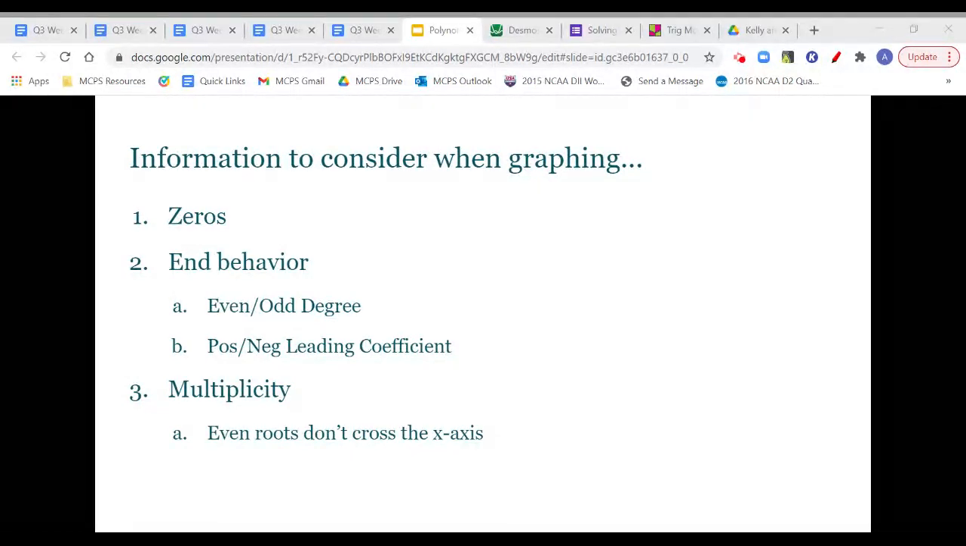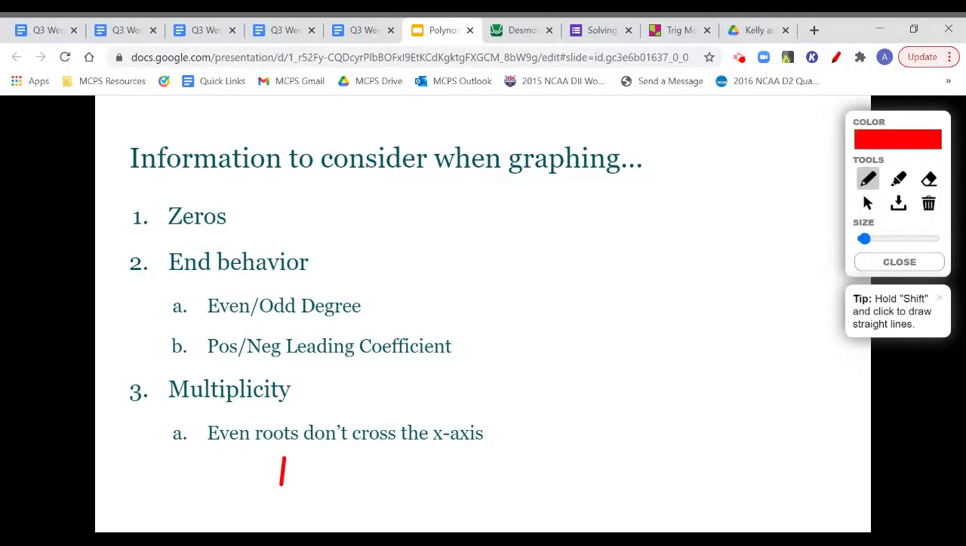So for instance, if you had something like (x - 2)², right, because that is occurring twice, it has an exponent of 2, that would be what we'd call even multiplicity. So at the zero of 2, right, you wouldn't cross the x-axis, you would just bounce off of it.